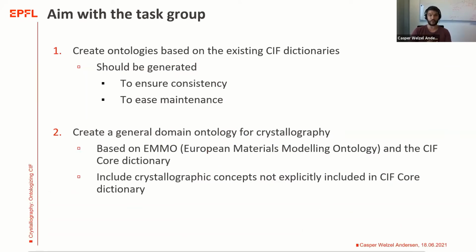So the aim of the task group is twofold. First of all, we want to create ontologies based on the existing CIF dictionaries. These should be auto-generated, to ensure both consistency and ease of maintenance, because there are a lot of things there. So it should be automated. Second of all, based on this CIF ontology, we then want to create a more general domain ontology that is EMMO compliant. We will base this on the CIF core dictionary, and there we can also expand on some crystallographic concepts that are not explicitly included in the CIF core dictionary. Next slide, please.